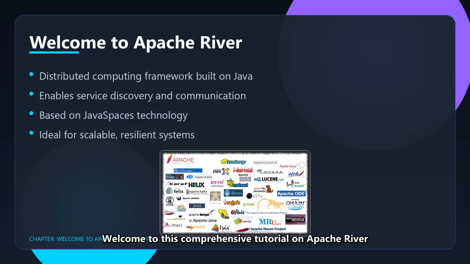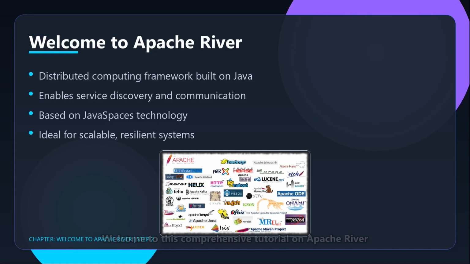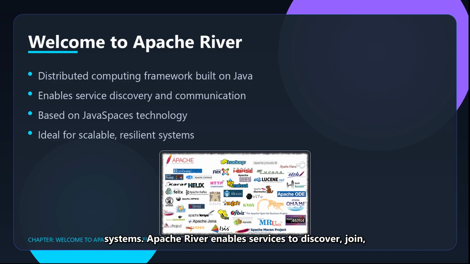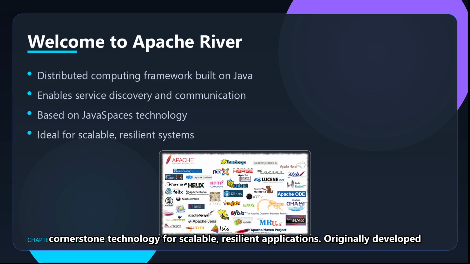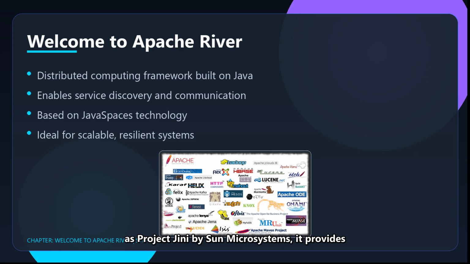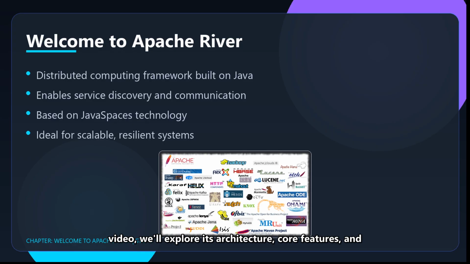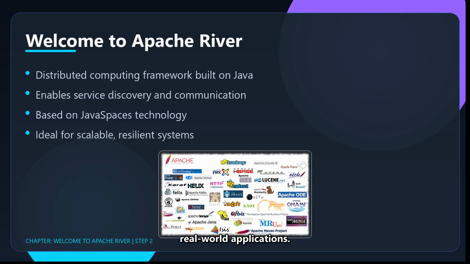Welcome to this comprehensive tutorial on Apache River, a powerful Java-based framework for building distributed systems. Apache River enables services to discover, join, and communicate seamlessly across networks, making it a cornerstone technology for scalable, resilient applications. Originally developed as Project Jini by Sun Microsystems, it provides a robust infrastructure for service-oriented architectures. In this video, we'll explore its architecture, core features, and real-world applications.